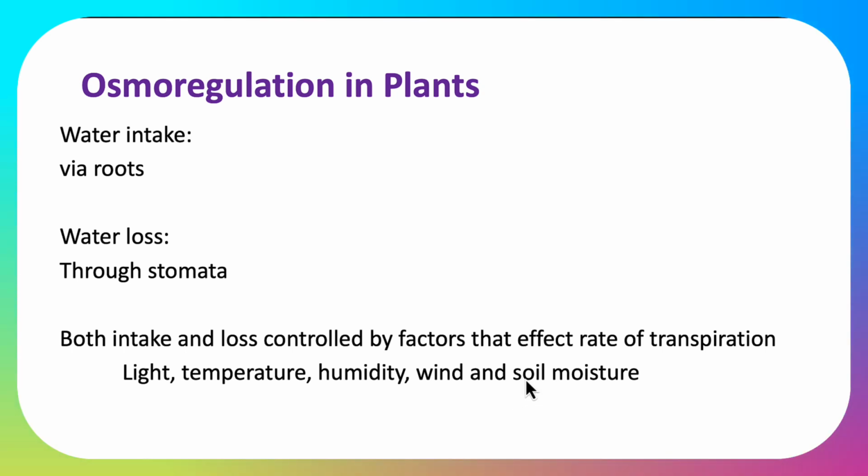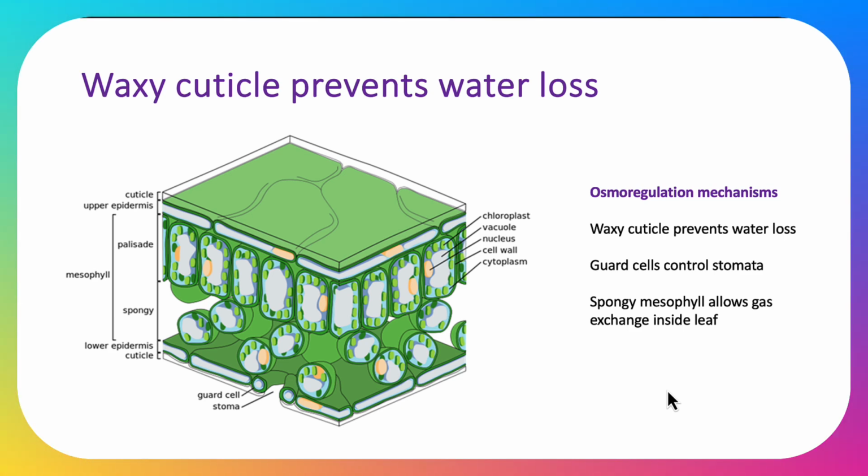When there's high soil moisture, then transpiration can occur, no problems at all. But when there's low soil moisture, we're going to see how the stomata close, reducing the amount of transpiration. So, firstly, we need to have a look at the structure of the leaf specifically related to osmoregulation. So this is a cross-section of a leaf here.